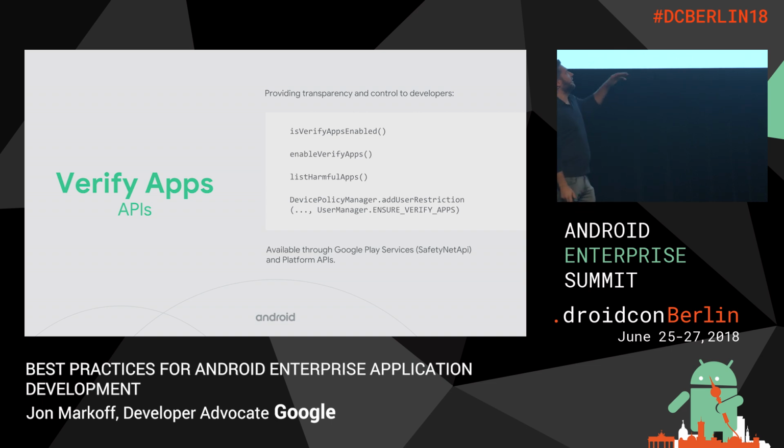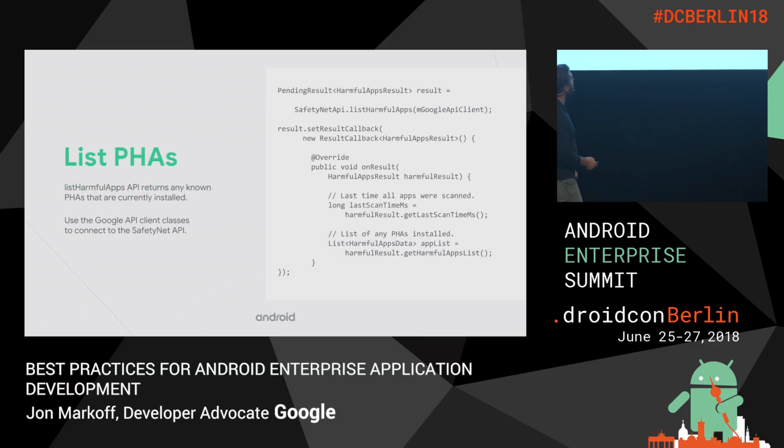Generally speaking, you want to make sure that, just in case Verify Apps is not enabled, you can check and enable it. But more importantly, you want to be able to list the harmful apps. And what this is going to do is enable your application to be a reporter of any type of malware on the device.